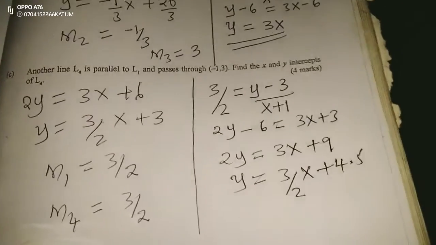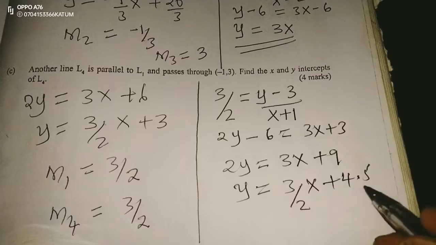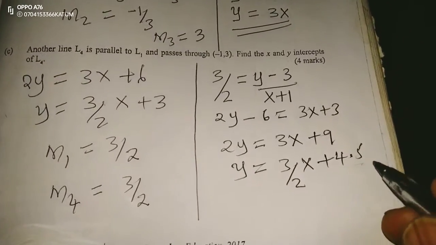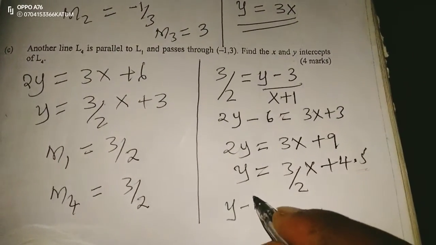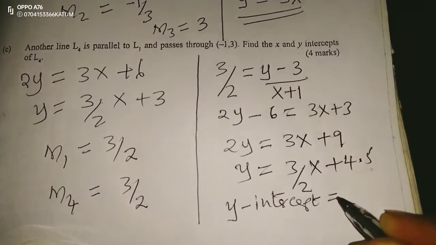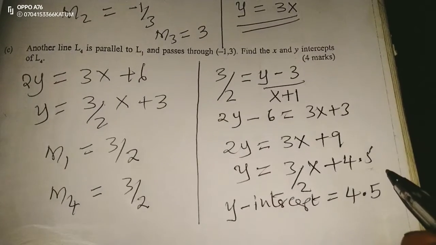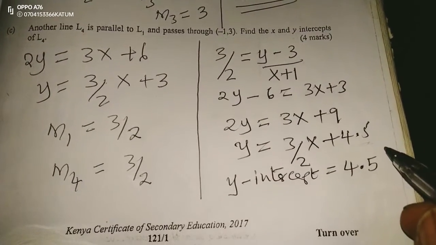When an equation has been arranged in the form y equals mx plus c, the constant here is usually the y-intercept. Therefore, the y-intercept is going to be 4.5. This line cuts the vertical axis at 4.5.